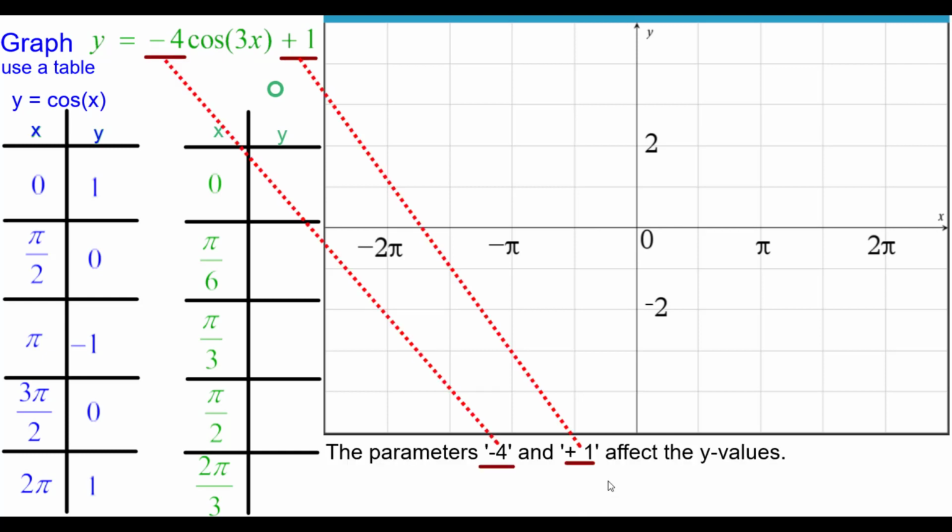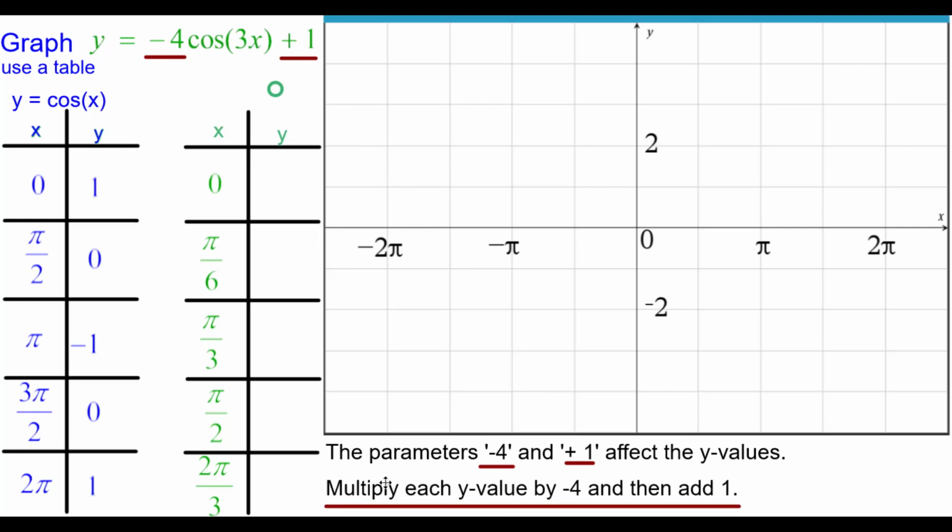So the -4 and the +1 affect the y values. By the order of operations, we multiply first, then add. So we're going to multiply each y value by -4 and add 1. So -4 times 1 is -4, plus 1 is -3. So we can now plot that 0, -3.